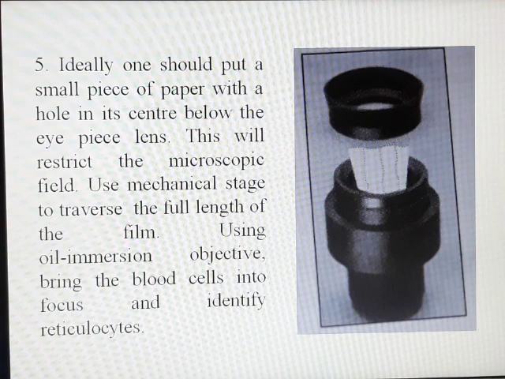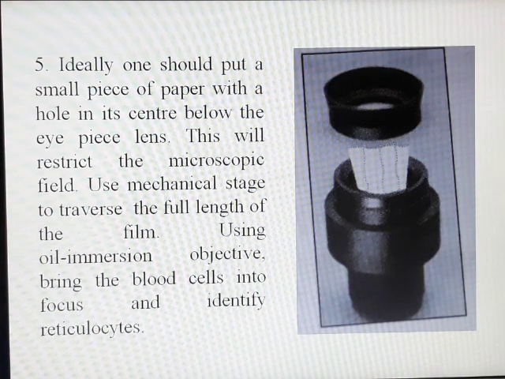Use the mechanical stage to traverse the full length of the film, and we know how to do that. Now we will use the oil immersion objective lens along with cedarwood oil, bring the blood cells into focus, and then identify the reticulocytes.